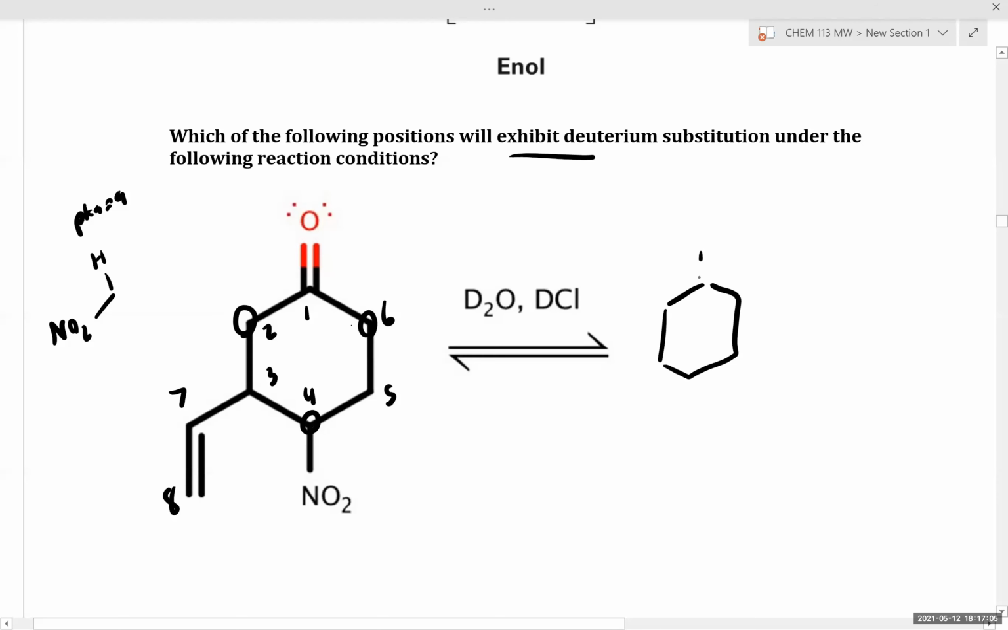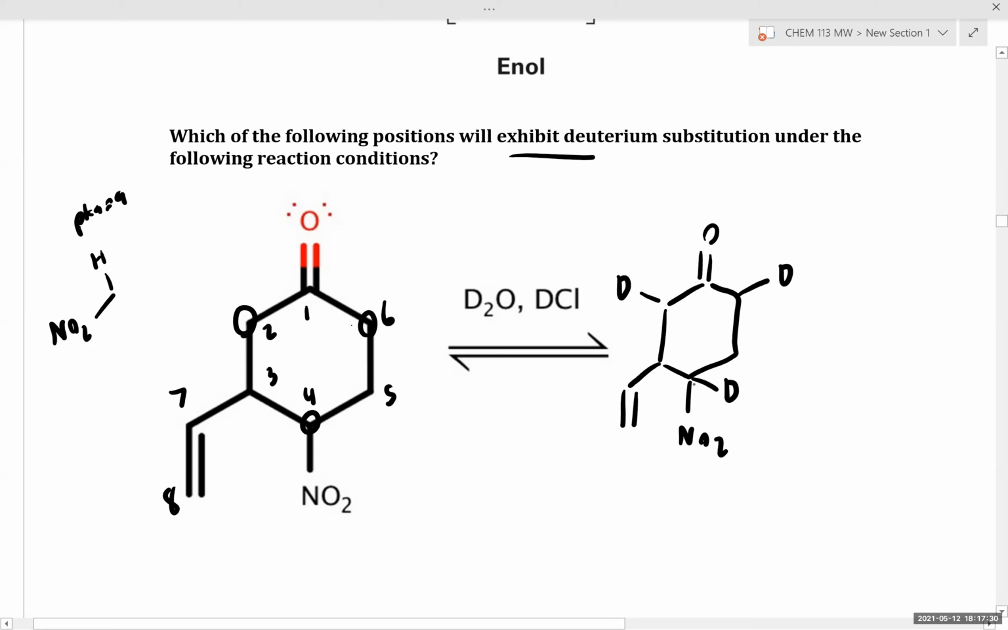That's really important to think about because if you tried to do an enolate alkylation reaction, or if you tried to do any sort of enol or enolate chemistry on this substrate, you would notice that this alpha position to our nitro group is reactive under enolate forming conditions.